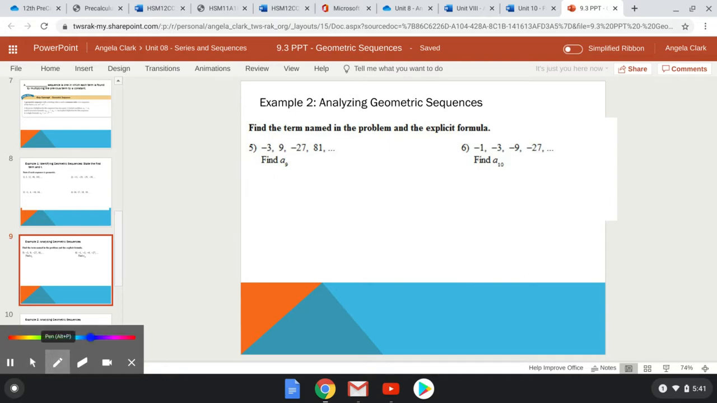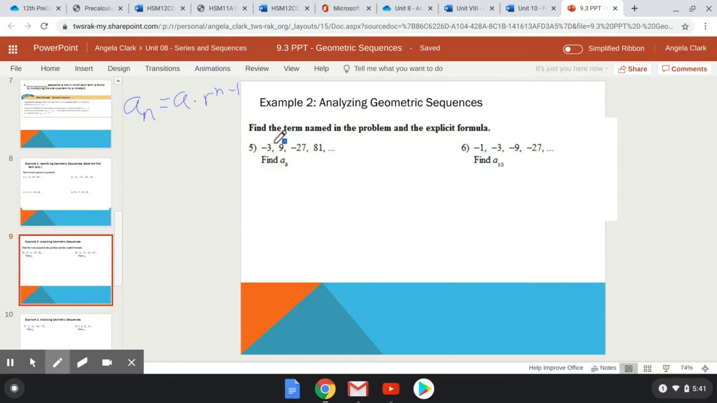the explicit formula looks like this, where A is the first term and R is the common ratio. So the first thing we need to figure out is what the common ratio is, because the first term is easy, it's just the first term. But we have to figure out what the common ratio is going to be.